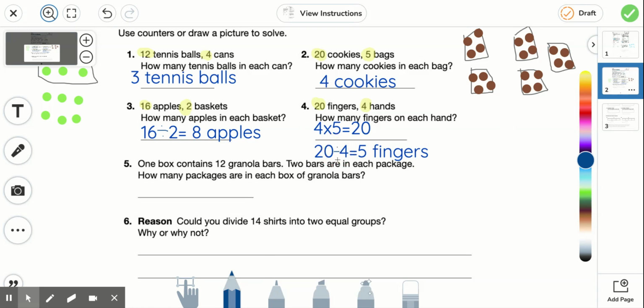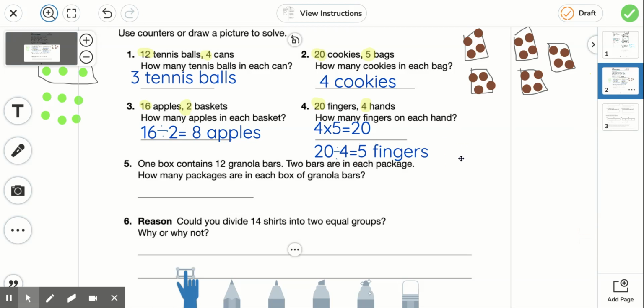Y'all will probably have to do this too. Because on your keyboard, it doesn't have a symbol that looks like this. Instead, it has a symbol that looks like this. This means the same thing as divided by, but it's not one we see really often in 3rd grade. So you can just draw out that little division symbol like I did.